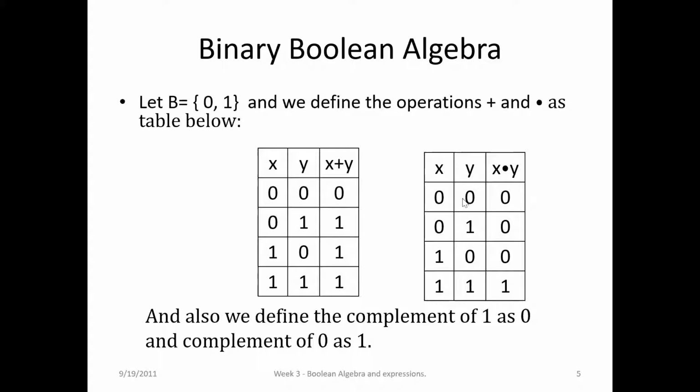X dot y is, wherever there is 0, the output is going to be 0 only, like the result is going to be 0. So 0, and 1 dot 1 is 1, okay? Now, the complement of 1 is 0 and the complement of 0 is 1. That is just inverted.